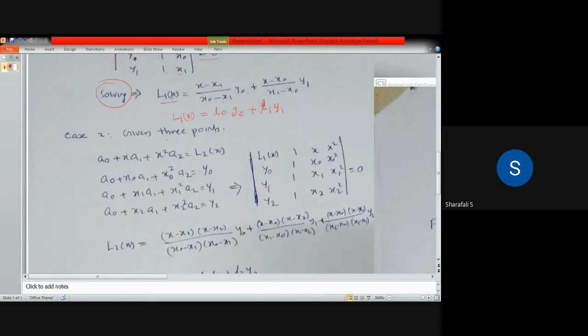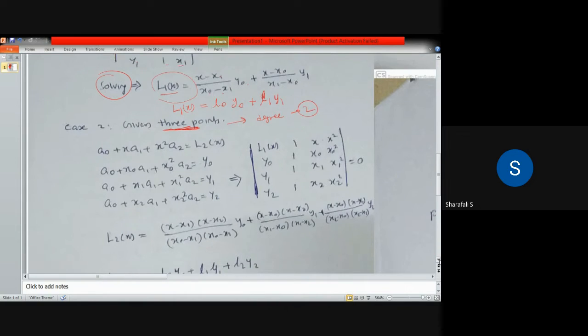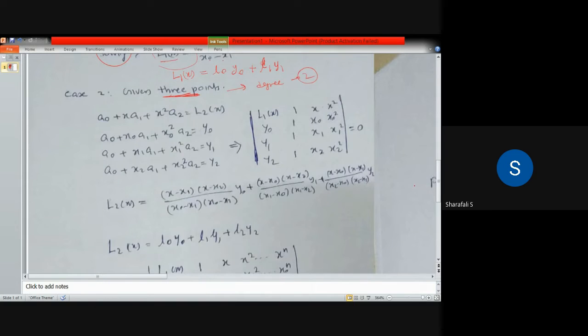So if you have 2 points, you can have this kind of straight line. This equation L1 of x is the Lagrange's polynomial equation corresponding to a polynomial of degree 1. But when you consider 3 points, the maximum degree that you can have is 2. So now we are calculating what will be the equation for the Lagrange's polynomial when the degree is 2. In that case, we'll get L2 of x.